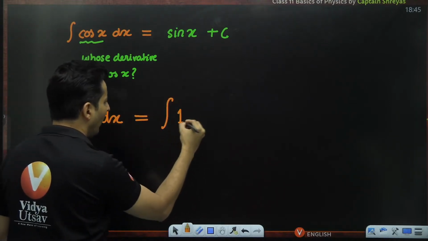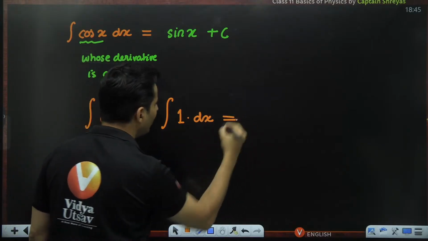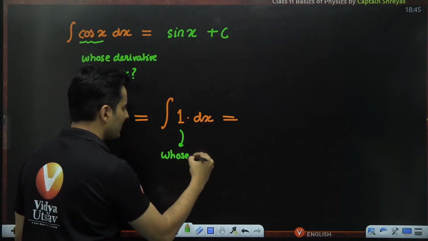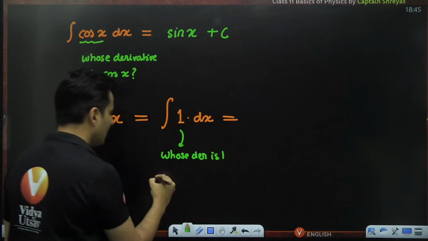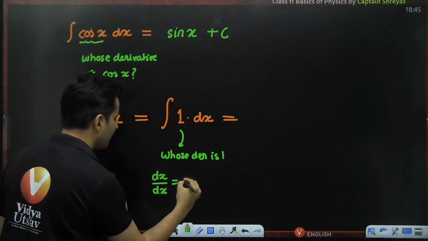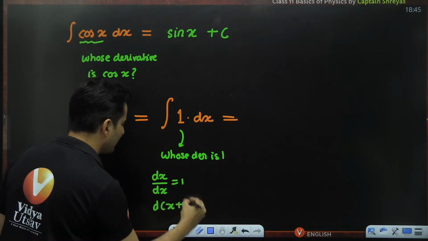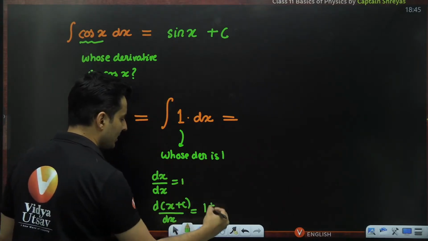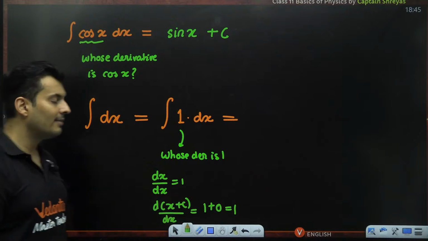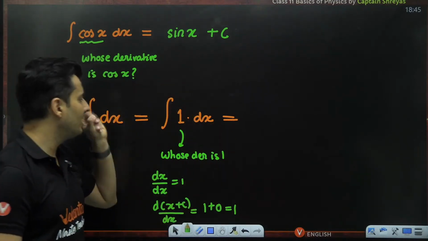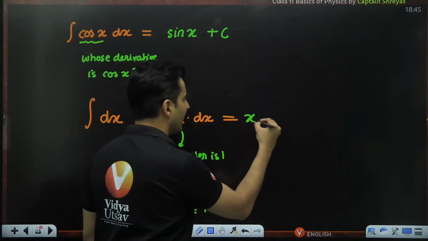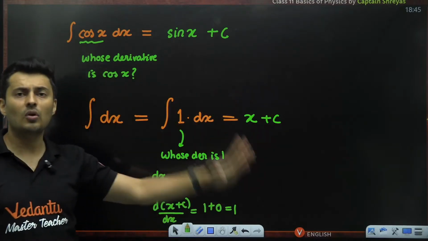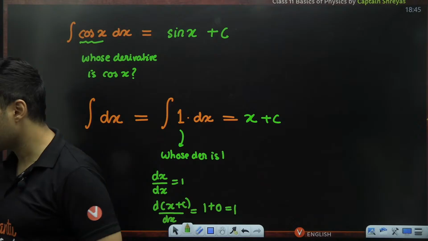I can write it as 1 multiplied by dx. I think now it will be clear. Whose derivative is 1? Just think, whose derivative is 1. I know dx by dx is 1. In fact, the derivative of x plus any constant with respect to x will also be 1, because a constant's derivative is 0. So that means the answer to this is x plus c. The derivative of x is 1, or of x plus c is also 1 only. Answer is x plus c.